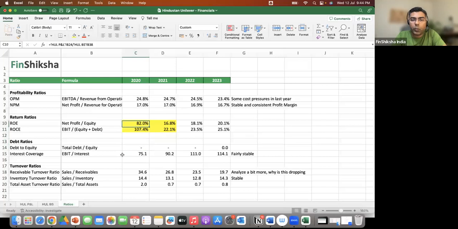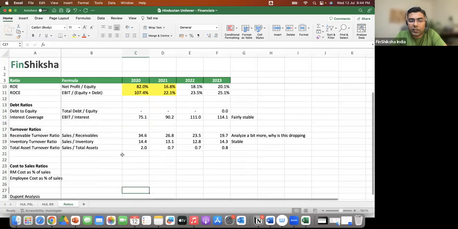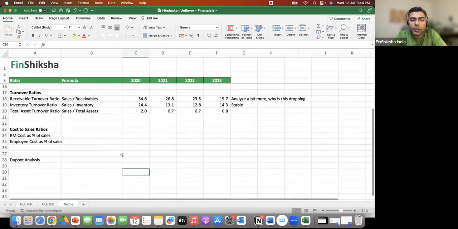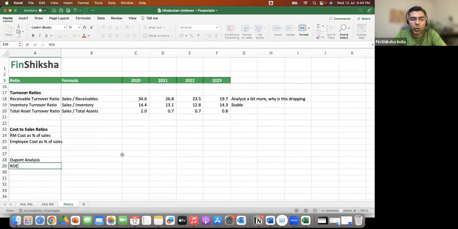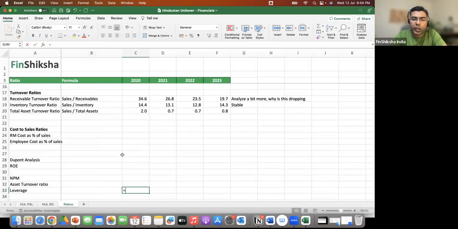So I know my return on equity. I already know net profit margin. I also know total sales upon total assets is available here. If I want, I can basically write down ROE. I can find out net profit margin, I can find out asset turnover ratio, and I can find leverage. Leverage is what I need to find out. Leverage is essentially assets upon equity.